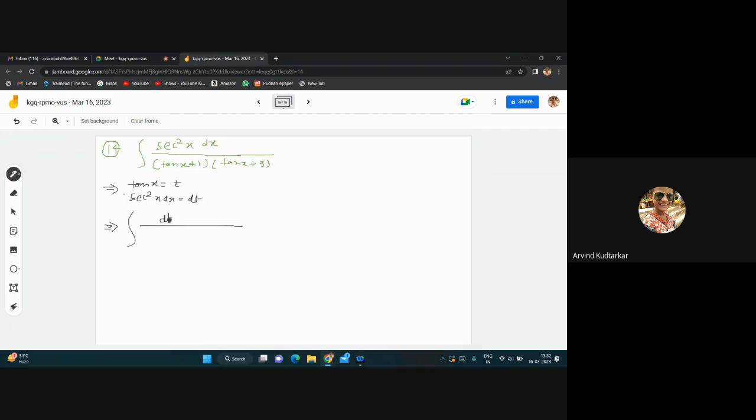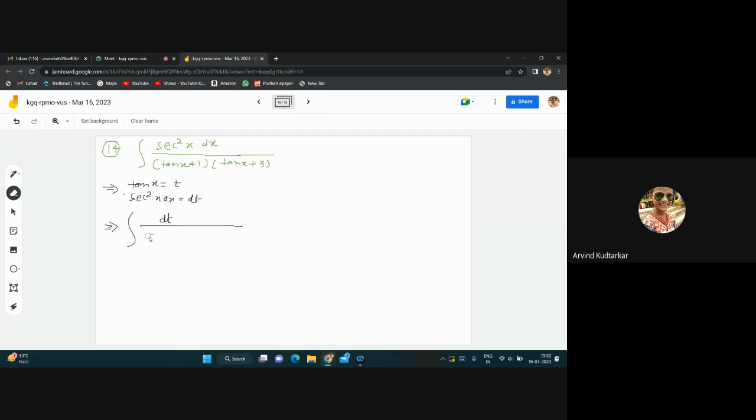upon tan x plus 1, meaning 1 plus t or t plus 1, no doubt. t plus 1. Next, t plus 1 into t plus 3. So sec square x dx is dt. And how to get the solution of such a kind of fraction?